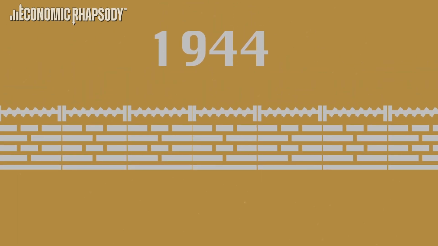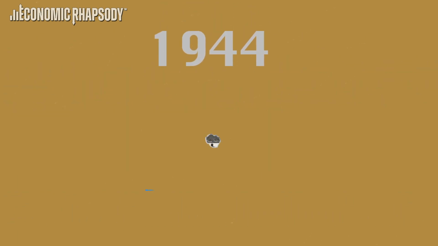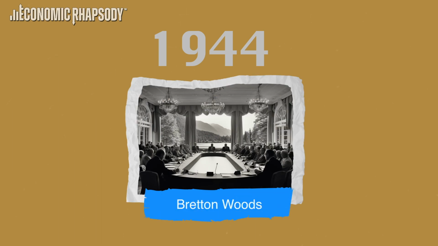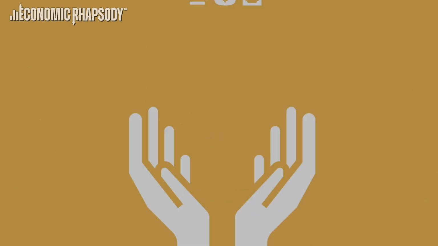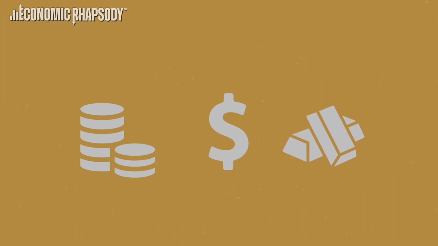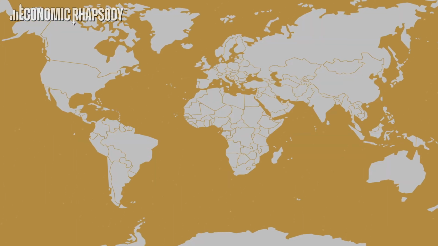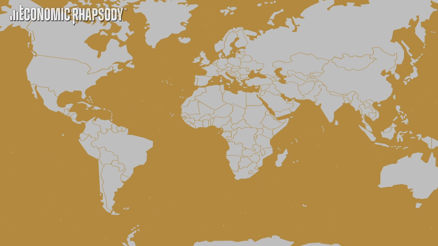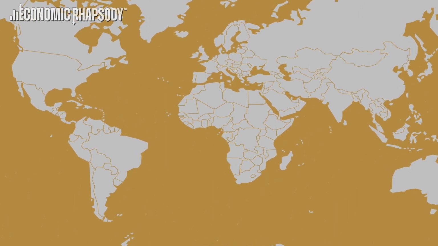In 1944, towards the end of World War II, an international conference was held in a New Hampshire town called Bretton Woods, with worldwide representatives from 44 countries in attendance. It was during this conference that the new monetary system, the Bretton Woods, was adopted. Under this system, the value of currencies was pegged to the US dollar, which in turn was pegged to gold.